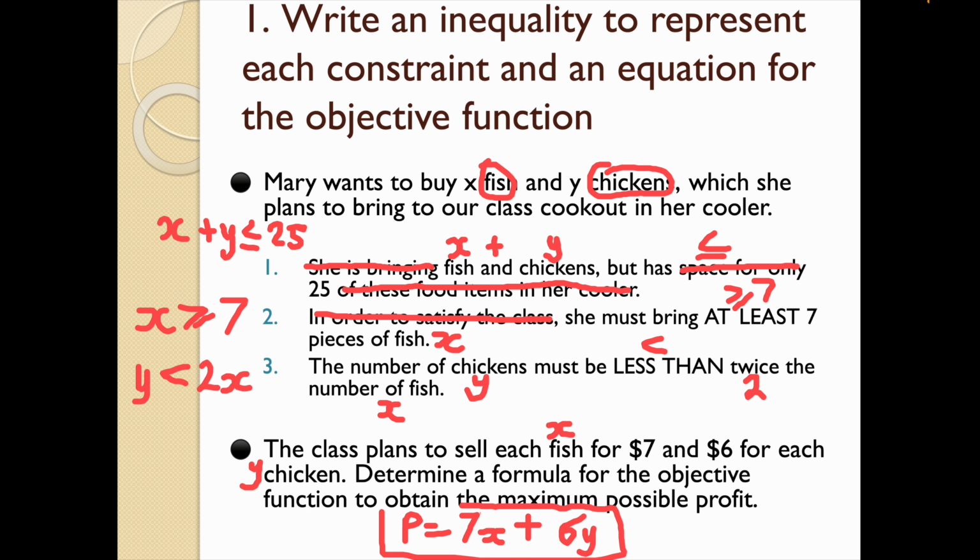And remember, based on our previous video, once we have these constraints, we plot them on a graph, and we get our feasible region.